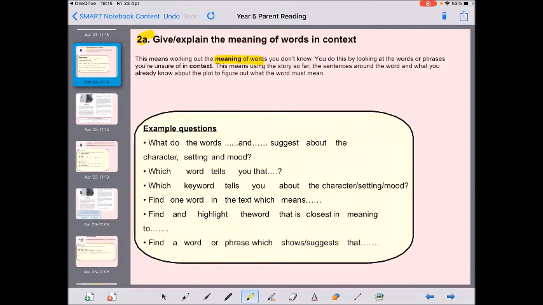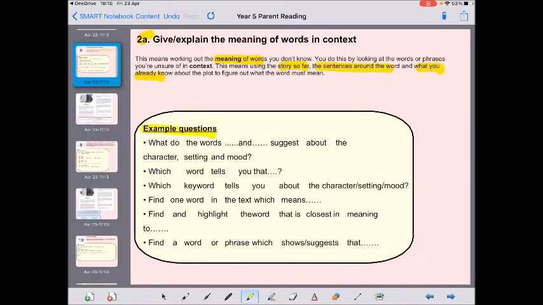So you do this by looking at the words or phrases you are unsure of in context. This means using the story so far, the sentences around the word and what you already know about the plot to figure out what the word must mean. And here are some example questions.